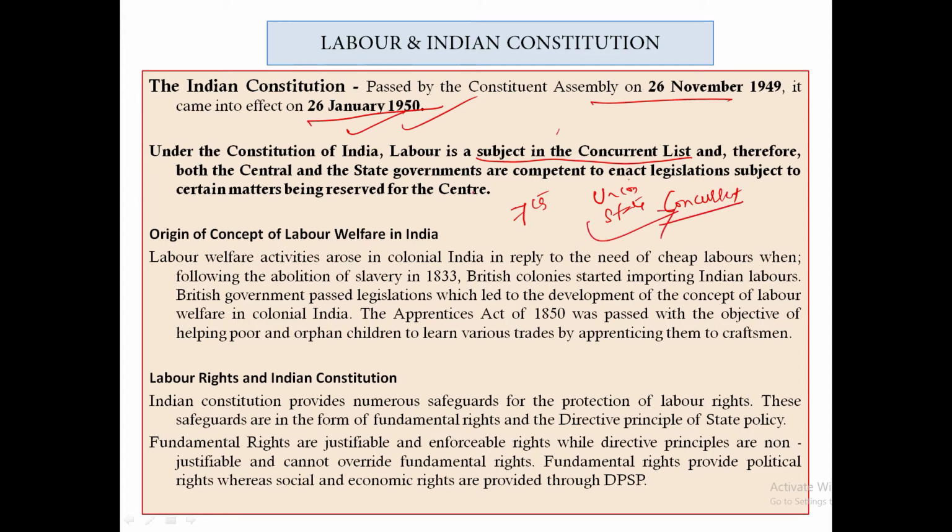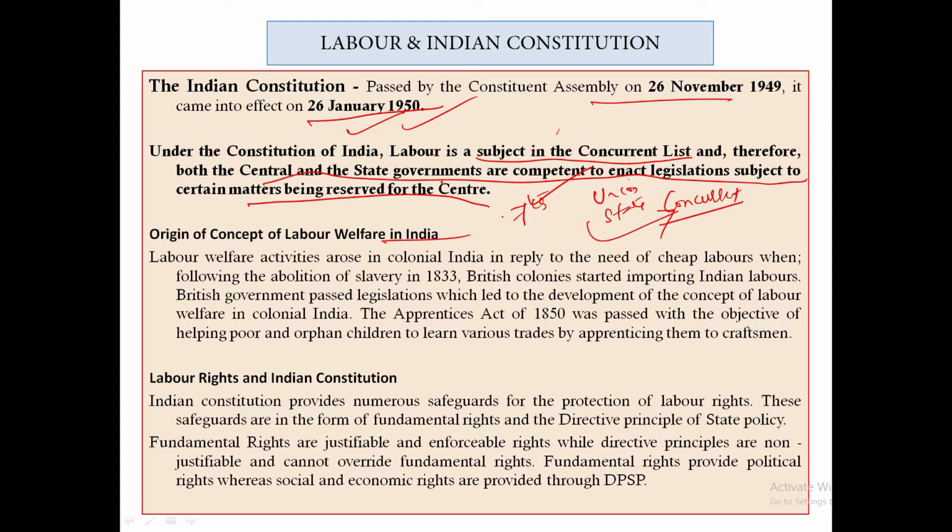That is, both the state government and the central government are competent to enact legislation, subject to certain matters being reserved for the central government. So in order to enact various laws or labor legislation, the state government and the central government both have the power.